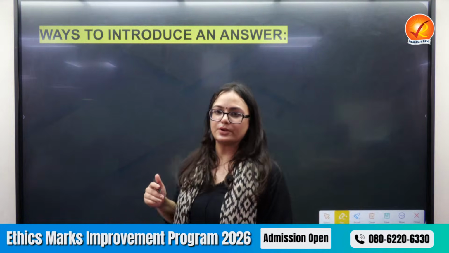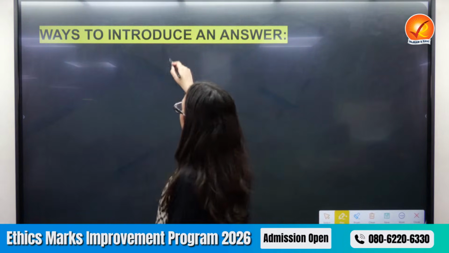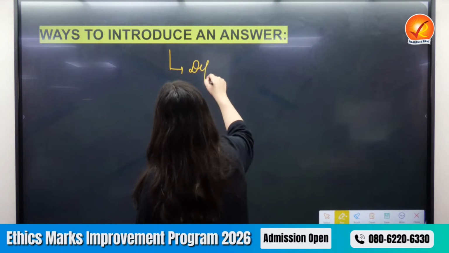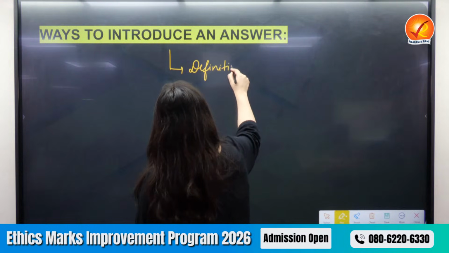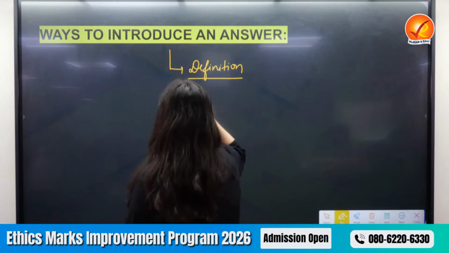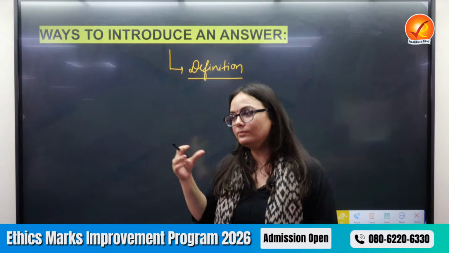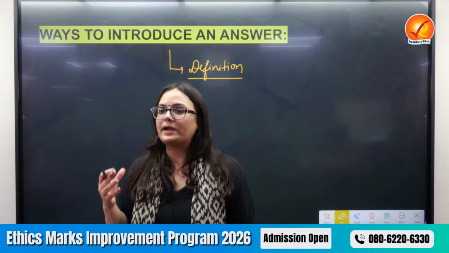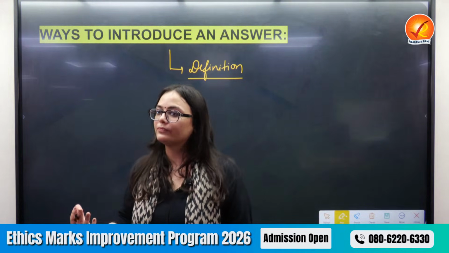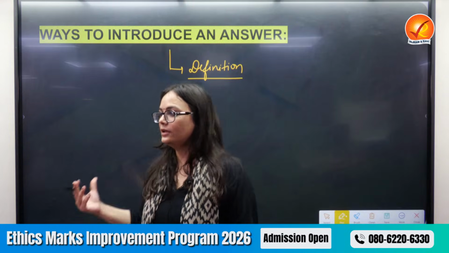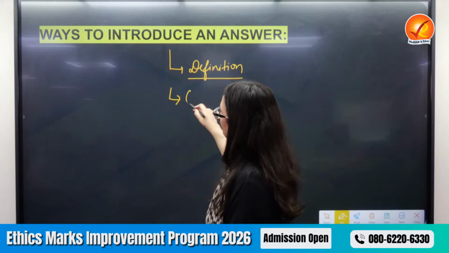Different ways to introduce an answer. One way is simply writing a definition. The problem with the definition approach is that it is the minimum that you can do to write an answer in ethics. But if you do the minimum, you score the minimum, right? So we have to go beyond these methods and do better.